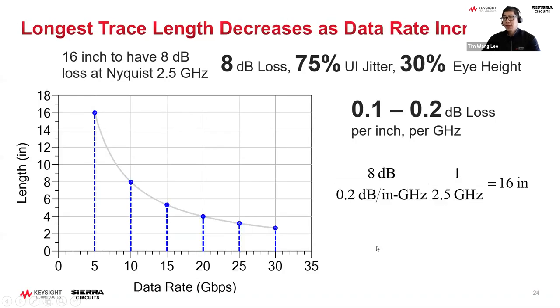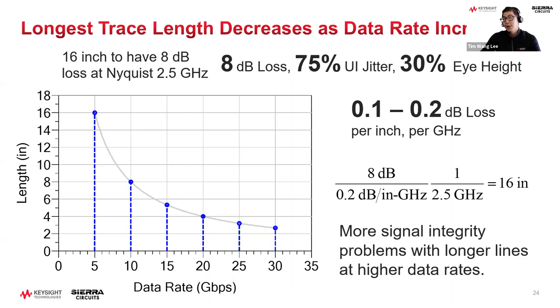It's gonna look something like this. The higher the data rate you go, the shorter the length acceptable given the loss rule. This explains a lot, right? The higher the data rate you go, the shorter you are gonna be allowing your trace to be. Punchline here is, there are gonna be more signal integrity problems with longer lines at higher data rates.